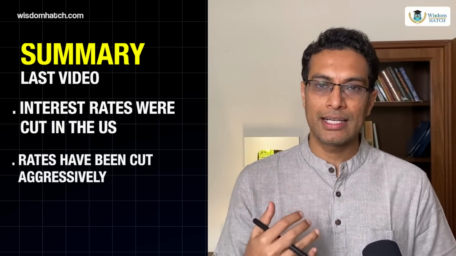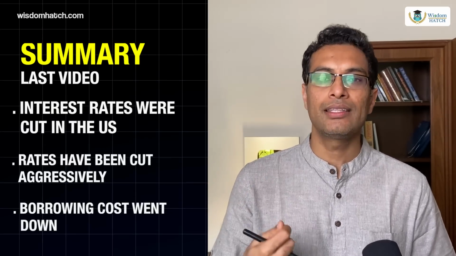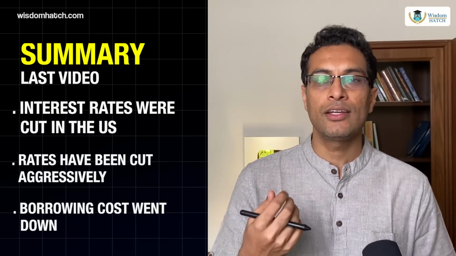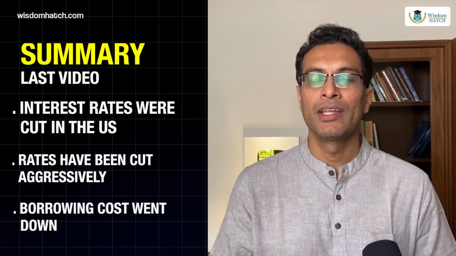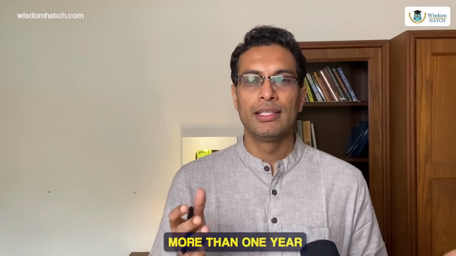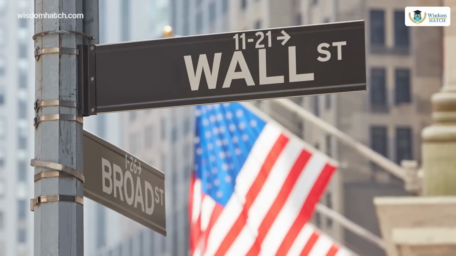Now, whenever interest rates come down, the borrowing cost in the economy goes down, and as a result, there is more economic activity. That is an oversimplified explanation of what an interest rate cut actually means. Generally, if you keep a mid-term to long-term view, mid-term meaning more than about 1.5 years, then typically after an interest rate cut, the markets are likely to do much better, right? So this is one very basic and important change that has happened recently.